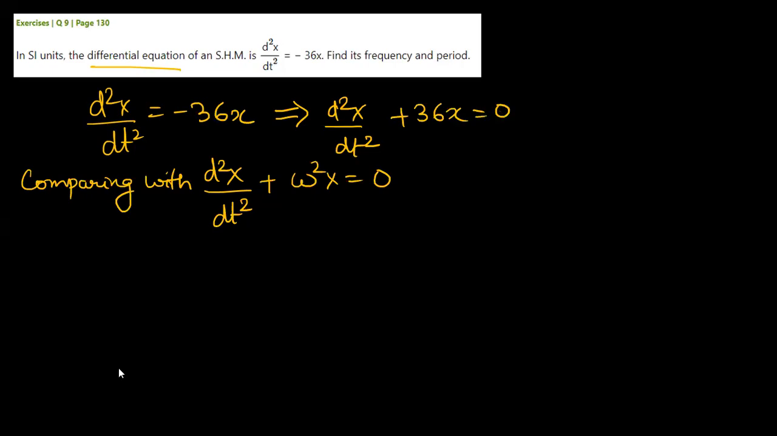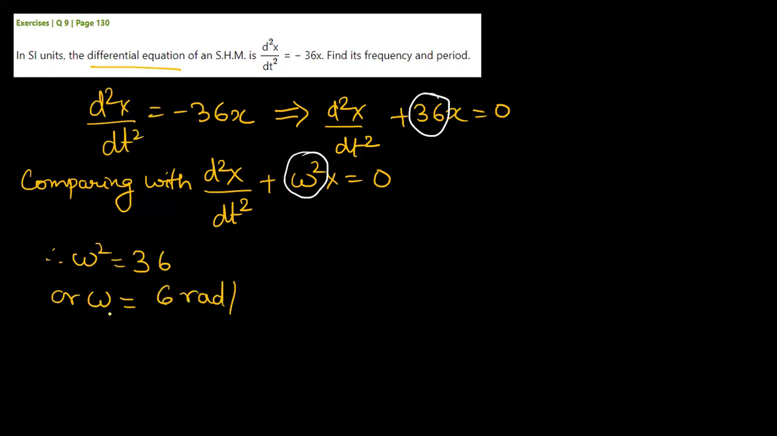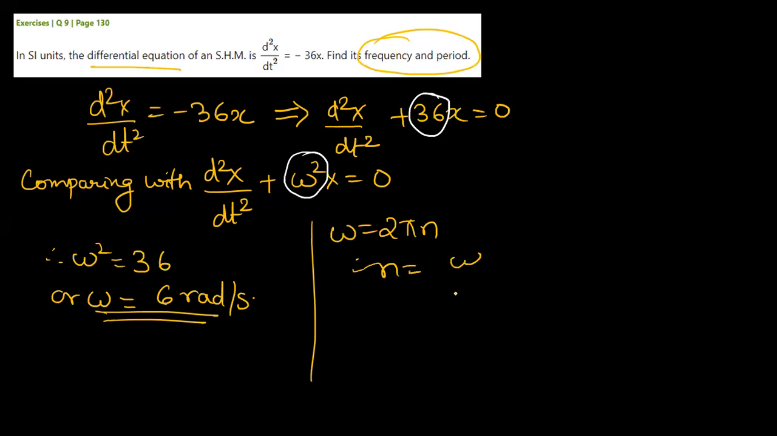So when we compare these two equations, we see omega square is equal to 36. On comparing, I get omega square equal to 36, or I can say omega equal to 6 radian per second. The unit of omega is radian per second. But we need to find what? We need to find the frequency and time period. So we know that omega is equal to 2 pi n. So n will be equal to omega upon 2 pi. That will be 6 upon 2 pi. That will be 6 divided by 2 into 3.14.